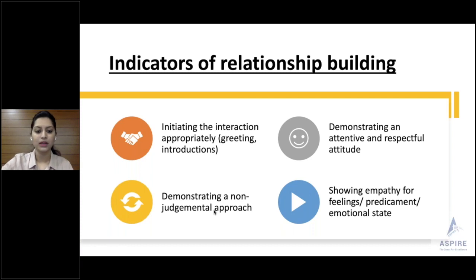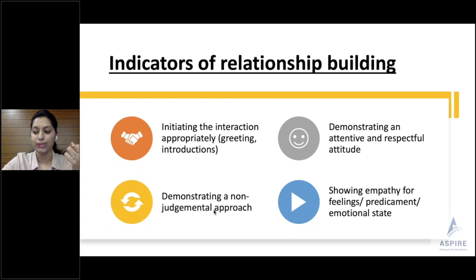So yeah, demonstrating a non-judgmental approach. Accepting the patient's perspective and views reassuringly and non-judgmentally without initial rebuttal is a key component of relationship building. A judgmental response to a patient's ideas and concerns may devalue their contributions. So a non-judgmental response would include accepting the patient's perspective and acknowledging the legitimacy of the patient to hold their own views and feelings.